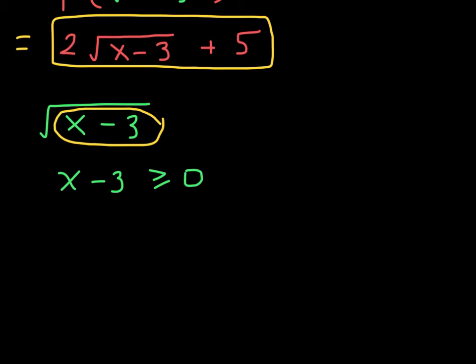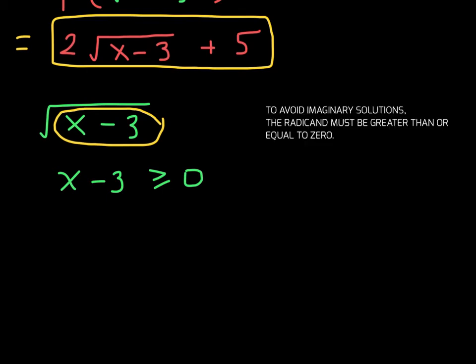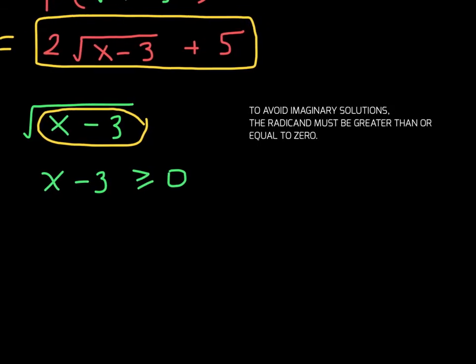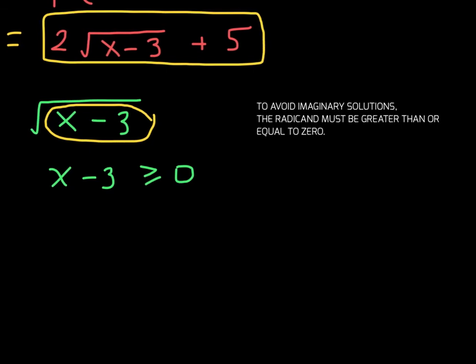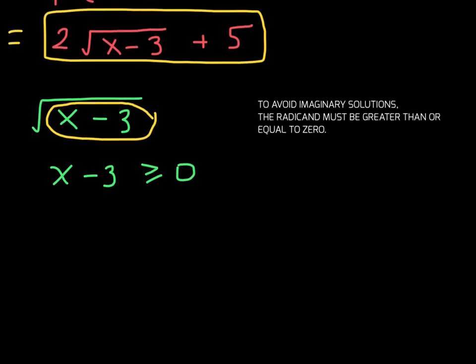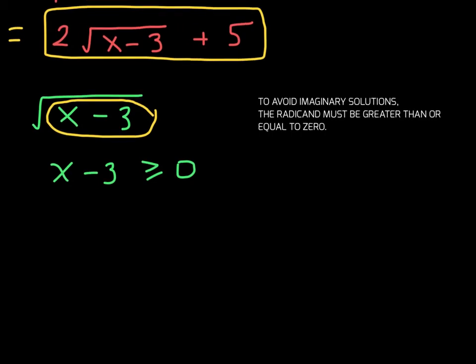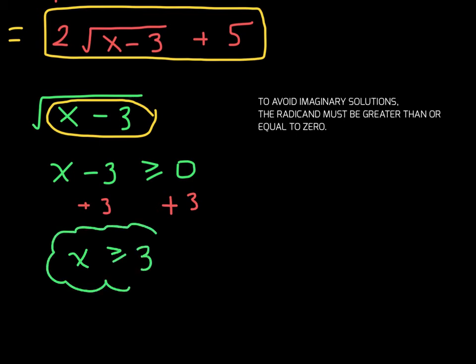Let me add that to our notes for us. All right, I added this note for us. To avoid imaginary solutions, the radicand, which again is just the expression underneath the square root, must be greater than or equal to 0. So that's why you see me setting it greater than or equal to 0 here. And now I'm just going to solve for x by adding 3 to both sides of this inequality. So add 3 there, add 3 there, and then you get this expression that x must be greater than or equal to 3.